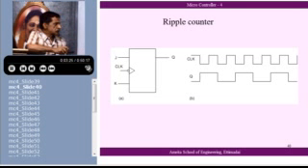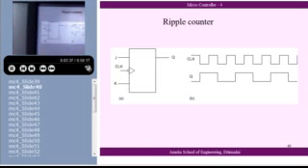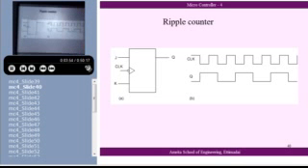Here, it is in state 0. I get a negative pulse for the clock here, and the flip-flop changes state from 0 to 1. It continues in state 1 until the next negative clock pulse. At this negative clock pulse, it changes to 0 state. It continues in 0 state, and when the next negative clock pulse comes, it goes to 1 state. It continues in 1 state, and at the next negative clock pulse, it goes to 0 state.